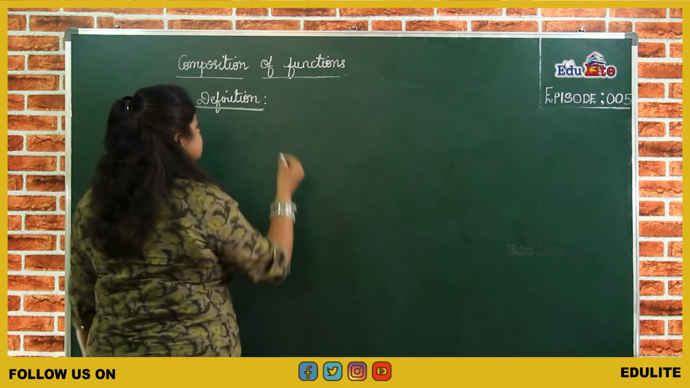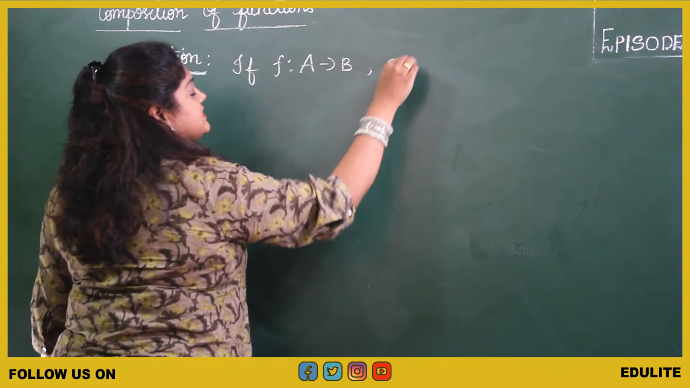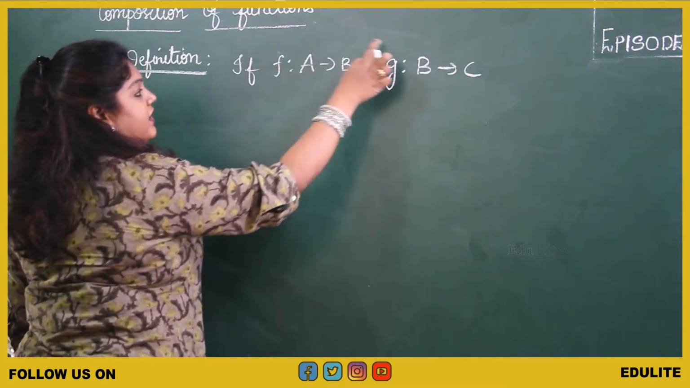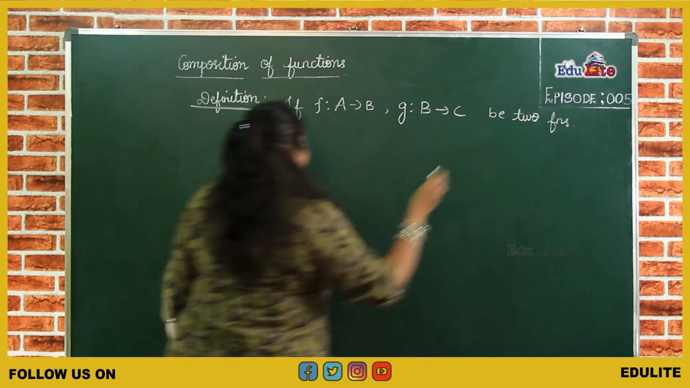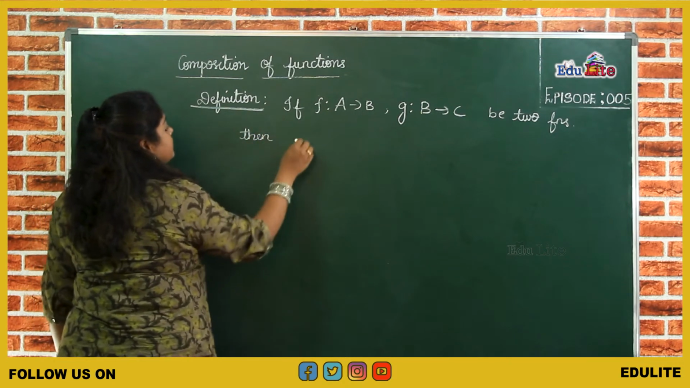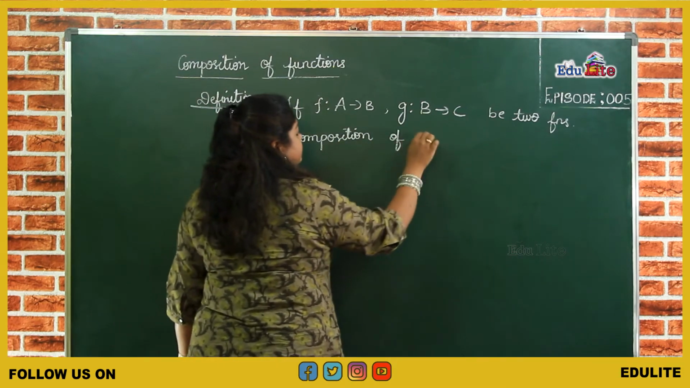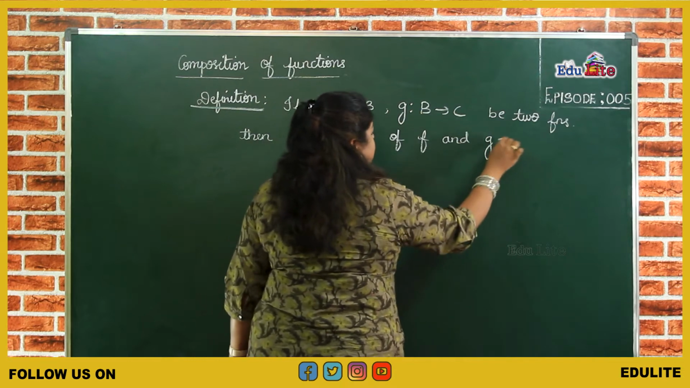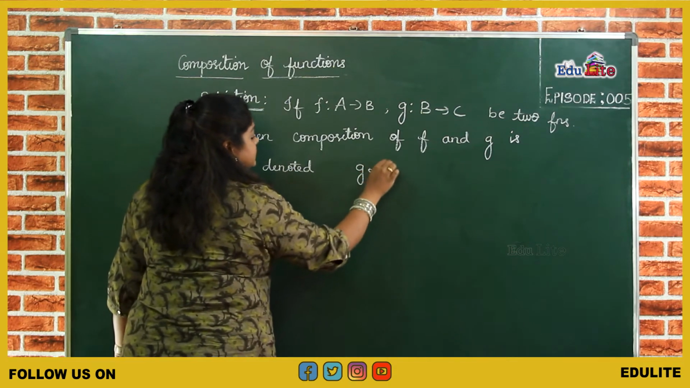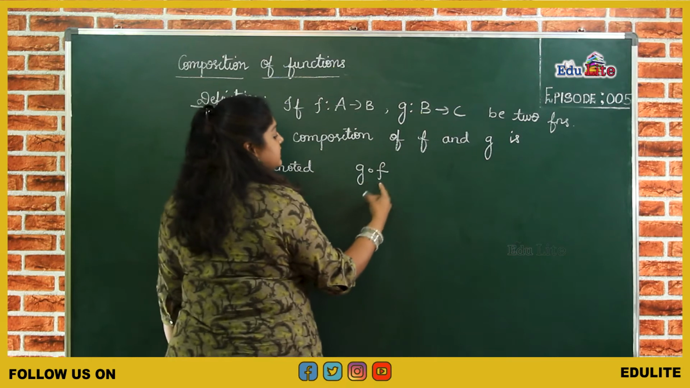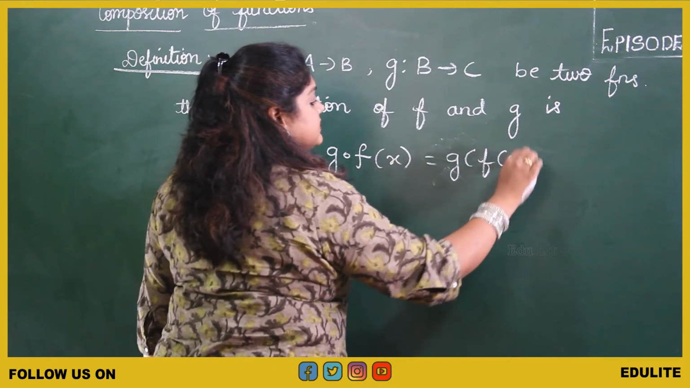Composition of function is defined as: if f is a mapping from A to B and g is a mapping from B to C, where f and g are functions, then the composition of f and g is denoted as g composite f, and (g composite f)(x) is given by the relation g of f of x for every x in A.